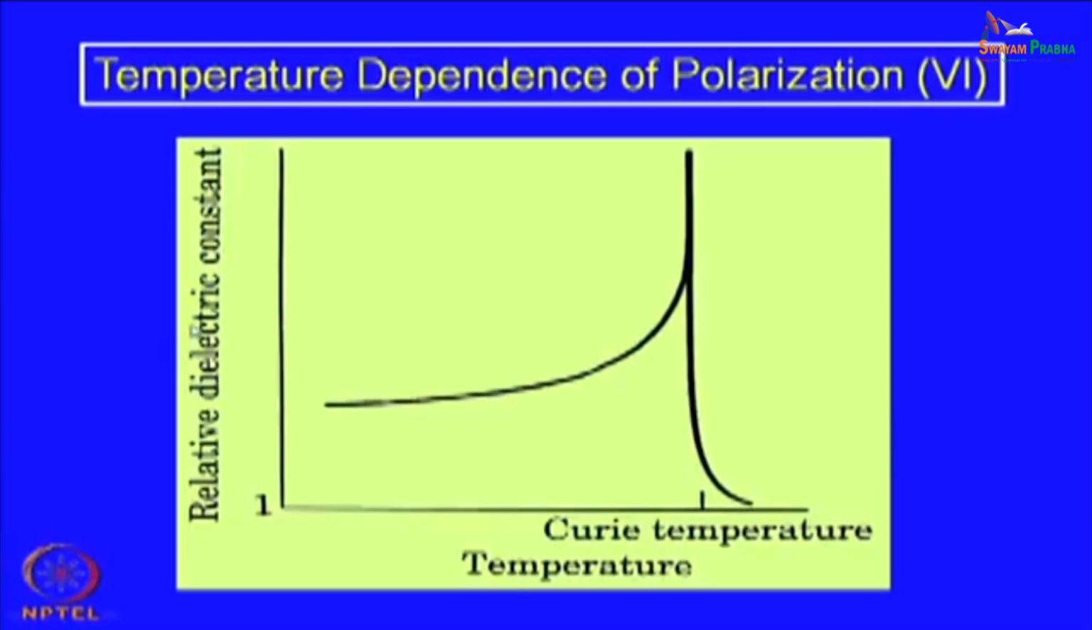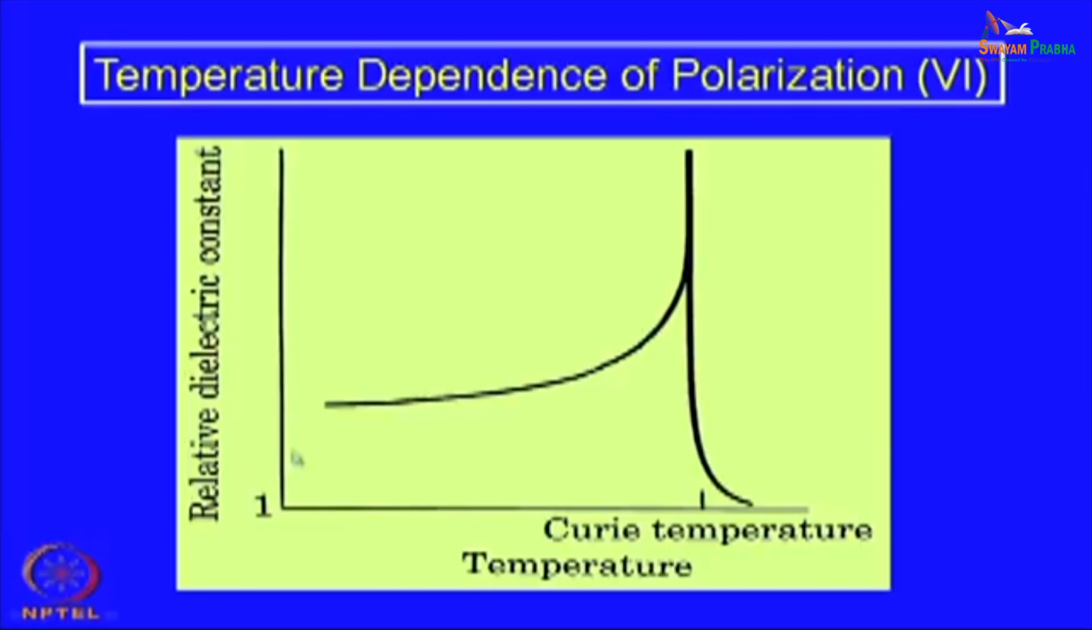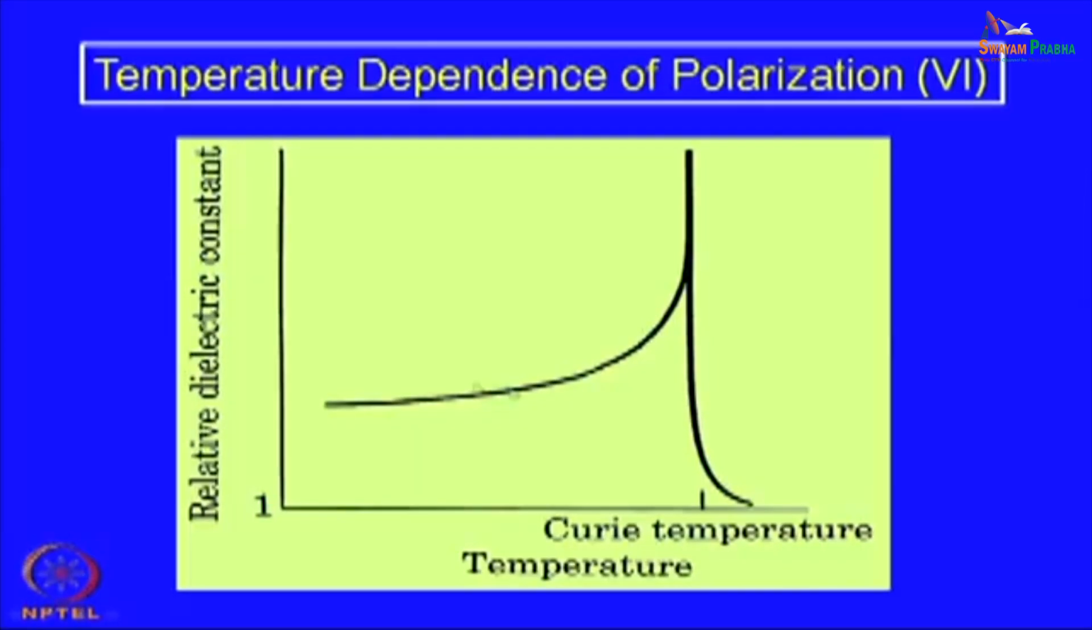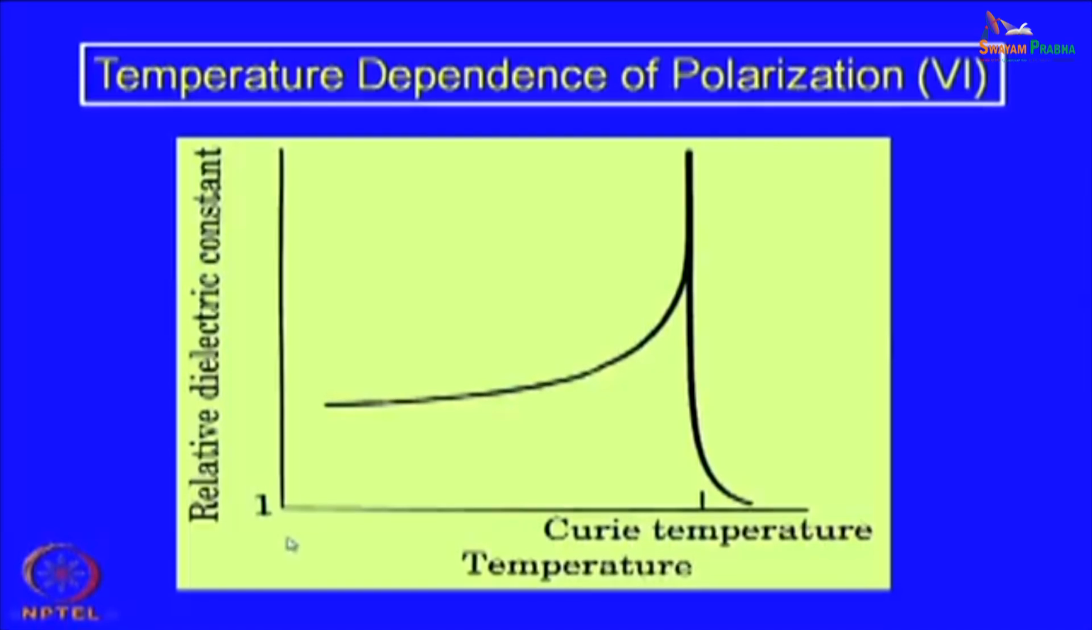So, you have the relative dielectric constant on this side and temperature on this side. At a particular temperature, which is known as the Curie temperature, the dielectric constant goes through a very high peak. In fact, ideally it should be infinity, but in practice it goes through a very steep or sharp peak. This is the characteristic of the ferroelectric behavior as a function of temperature.